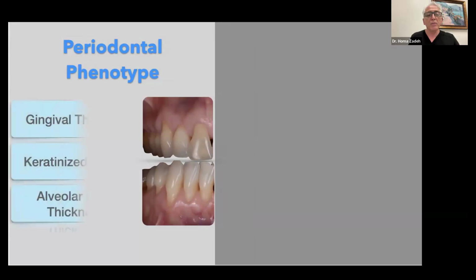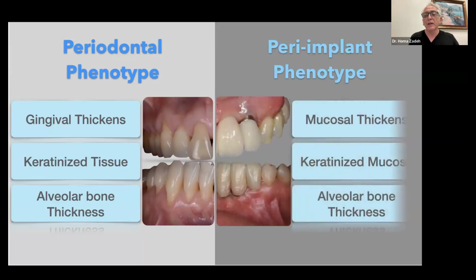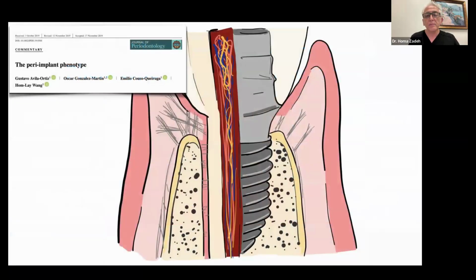When it comes to teeth, we have periodontal phenotype, which is basically the physical characteristics of the periodontal tissues. We have similarly peri-implant phenotypes that include the thickness of the mucosa, whether or not the surface tissue has keratinization, and also the alveolar bone thickness. The peri-implant phenotype is really important to understand, as it is one of the determinants of tissue stability.